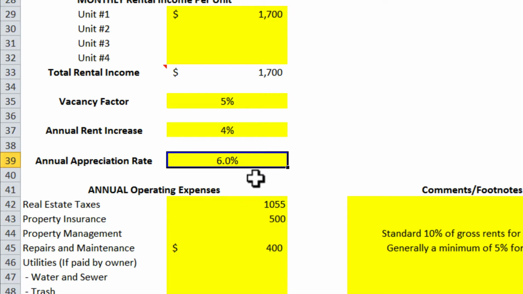Who knows? But when I do this for my own properties, and I still buy properties, this is literally what I put in my own version of the spreadsheet. 5% vacancy, 4% annual rent increase, and 6% annual appreciation.